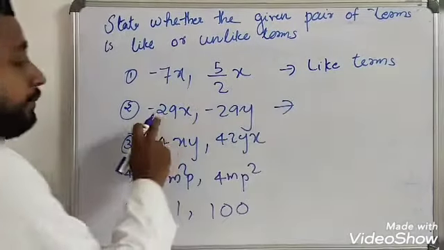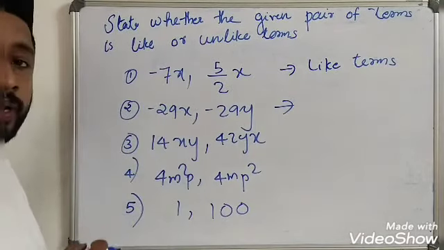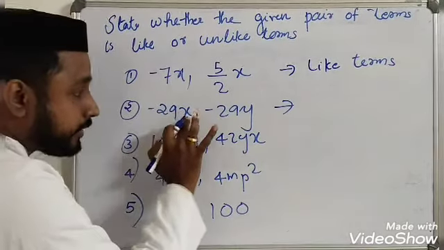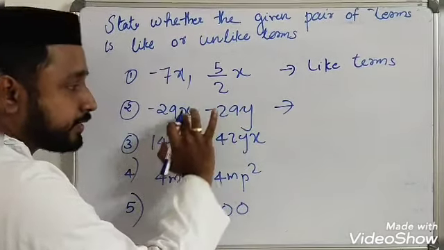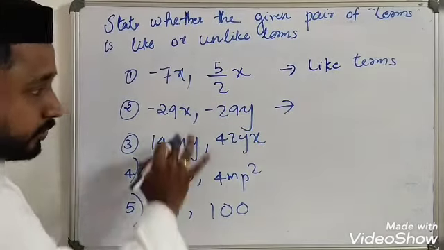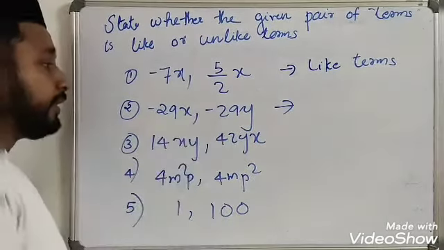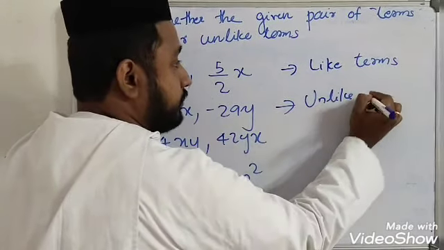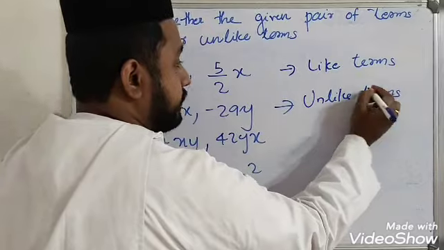Second one, minus 29x and minus 29y. Minus 29, minus 29, they are equal. Here x, here y, both are different. So the algebraic factors are different. Therefore, these are unlike terms.